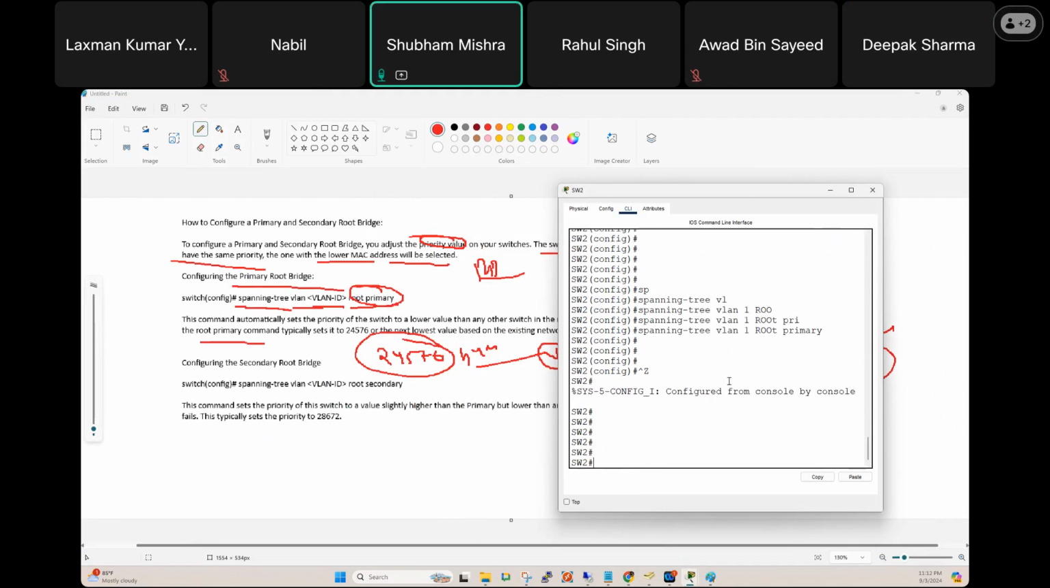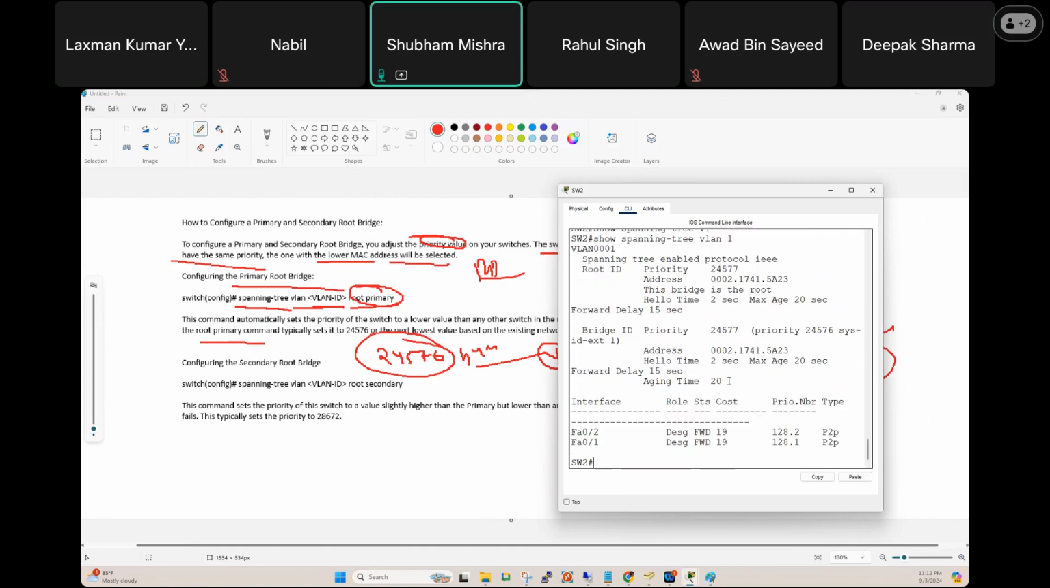When I check spanning-tree VLAN 1, this switch has become the root bridge. And what is the priority? 24577. As I told you, 24576 plus the VLAN ID 1 gives 24577. This is our primary.